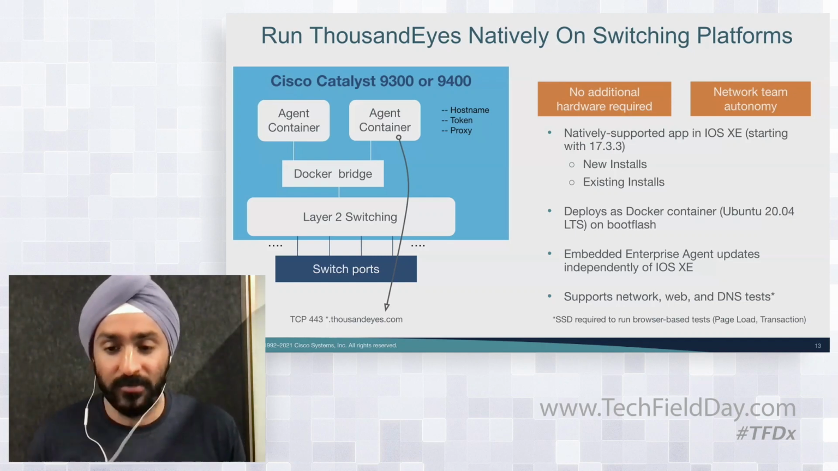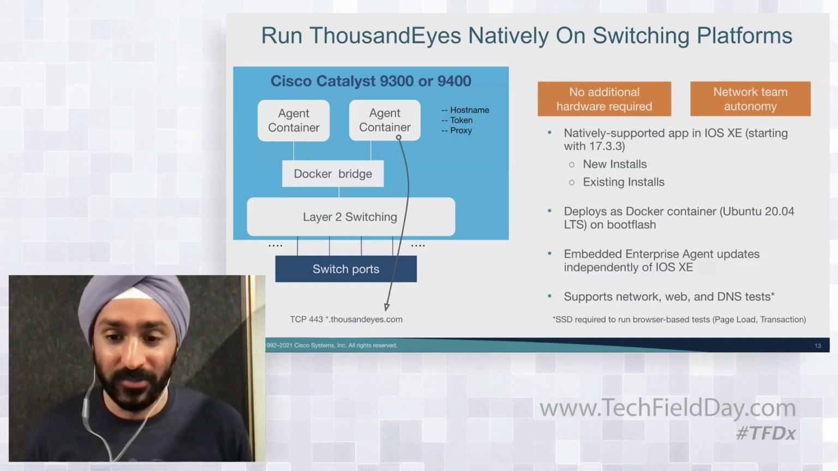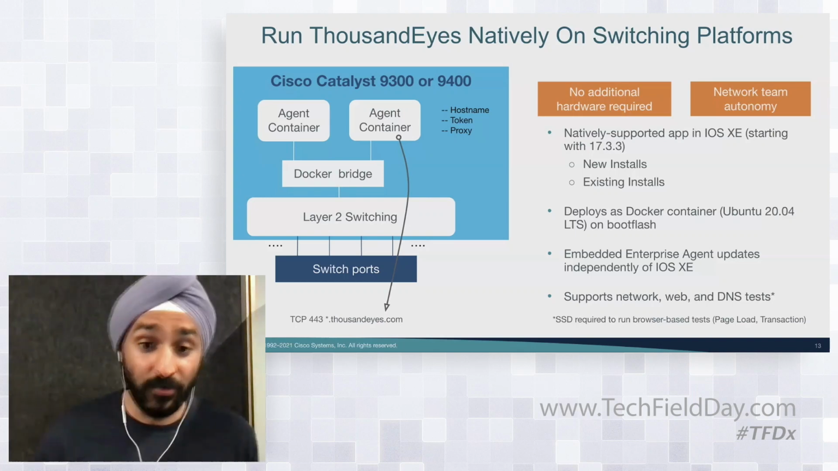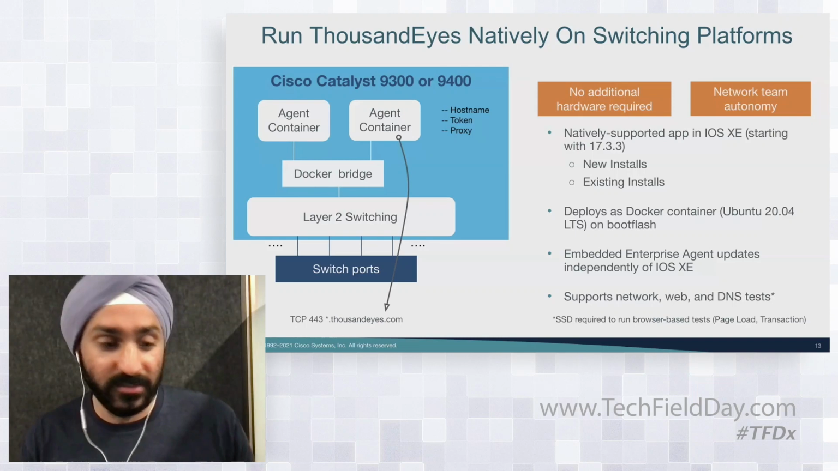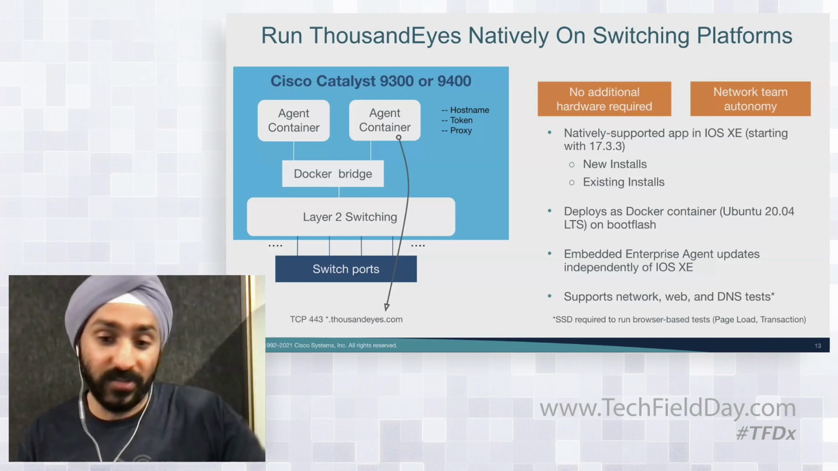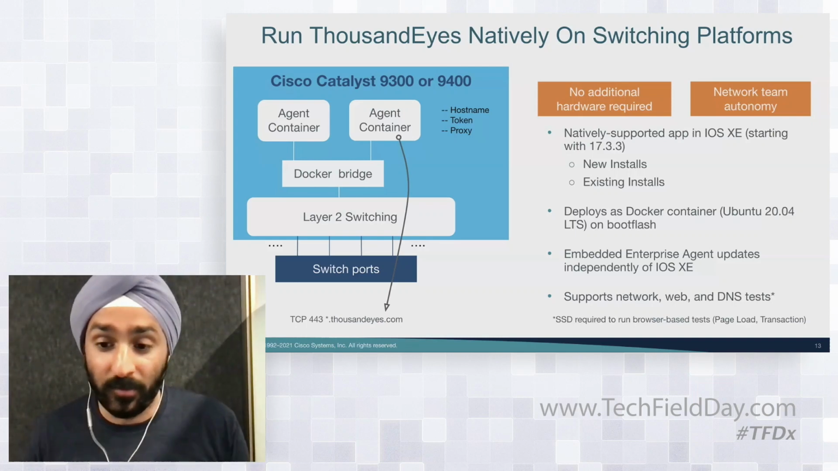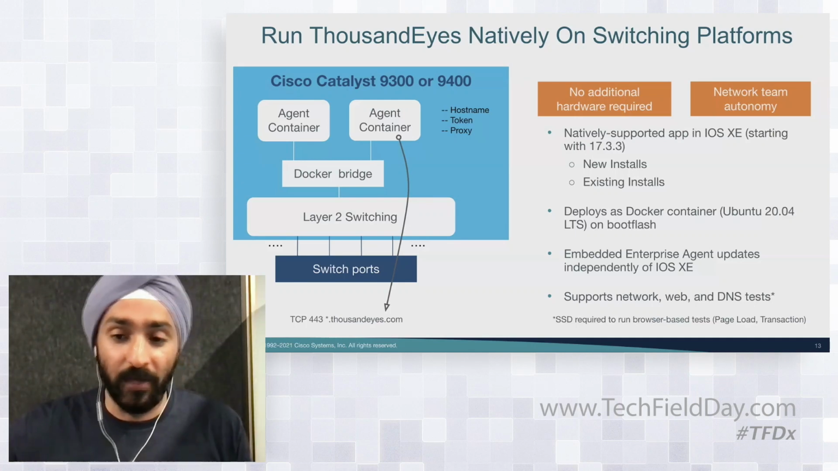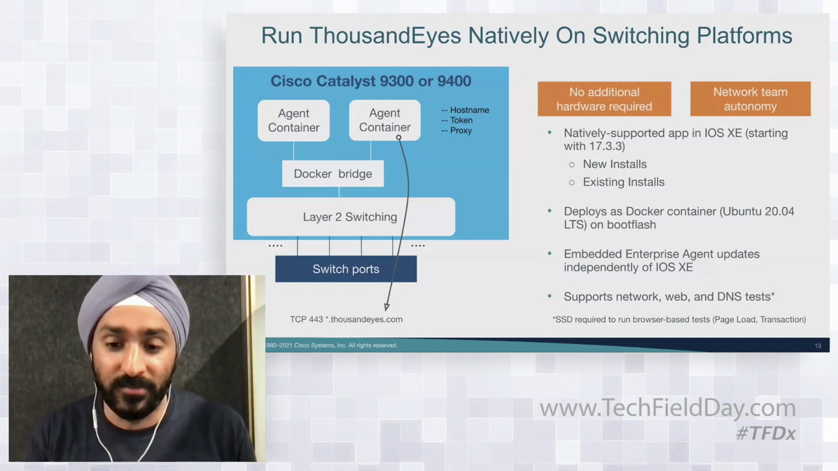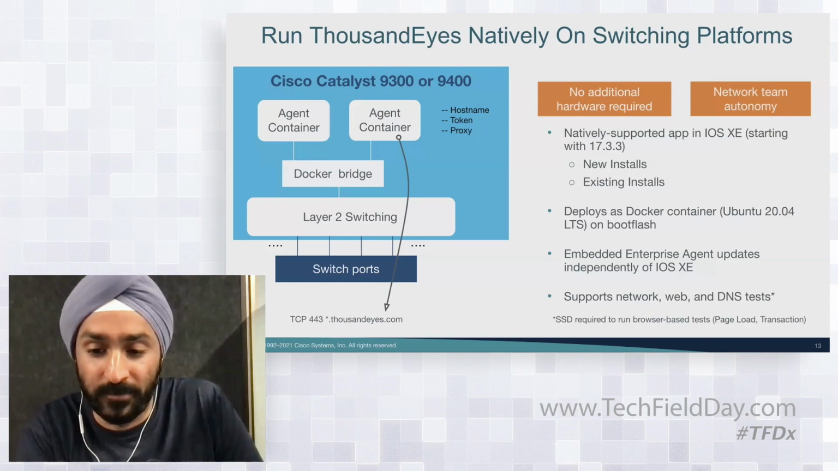For a certain set of customers, there's also the need to proxy connectivity out to ThousandEyes, and there's embedded capability to proxy its connectivity out to ThousandEyes for connectivity, as well as using proxies for testing to SaaS applications across your enterprise branch and data center networks.